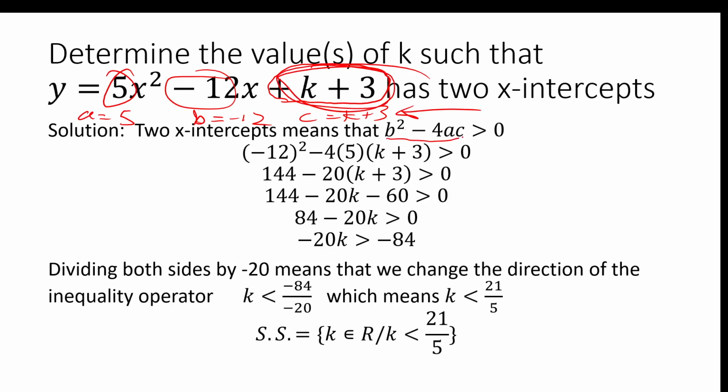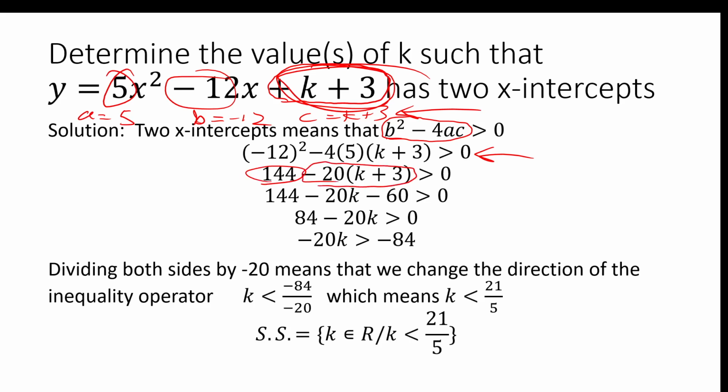Now, we see b squared minus 4ac has to be greater than 0. So that means negative 12 quantity squared minus 4 times 5 times k plus 3 is greater than 0. Now, negative 12 quantity squared is 144. Subtracting 4 times 5 times k plus 3 is the same as subtracting 20 times k plus 3.